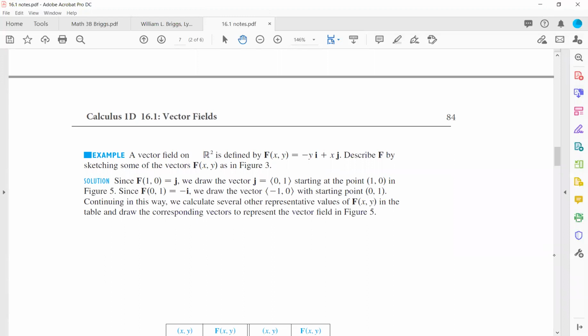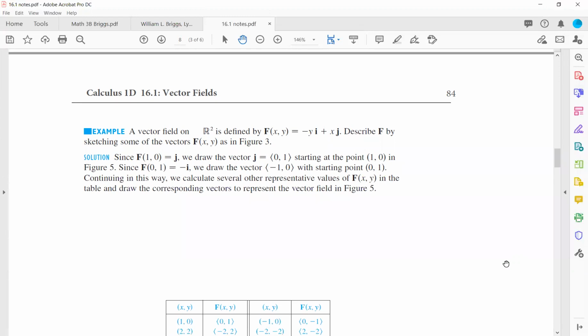Let's go over examples to see what's going on. Vector fields are essential components of differential equations. A vector field on R squared is defined to be F of x and y. We have a nice simple function: minus y, this is your scalar function P, in the direction of the x-axis, plus x, which is your Q, in the direction of the y-axis. The question says, describe this vector valued function by sketching some of the vectors F of x and y.